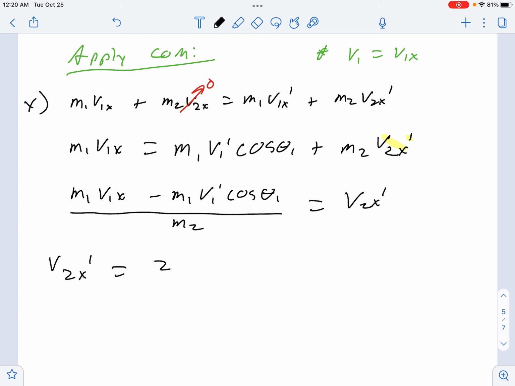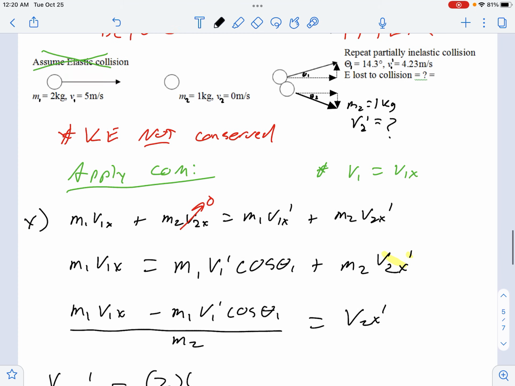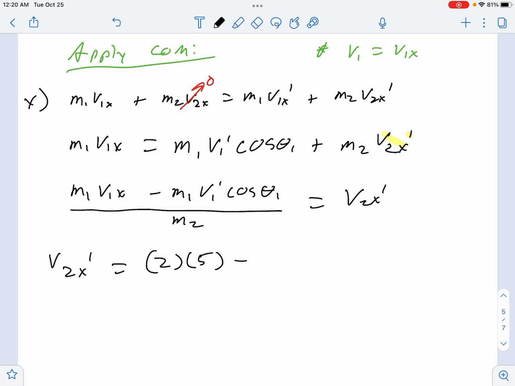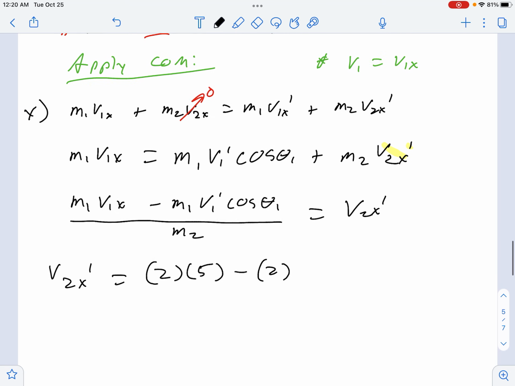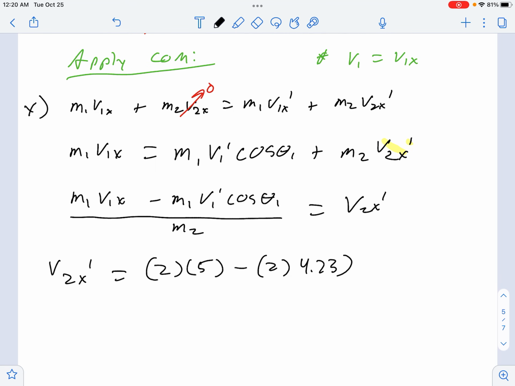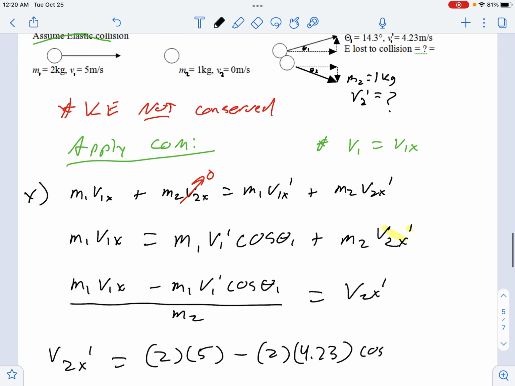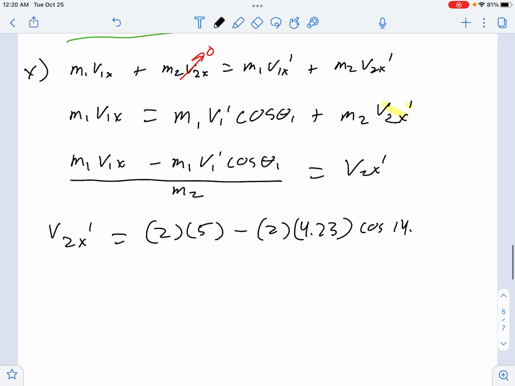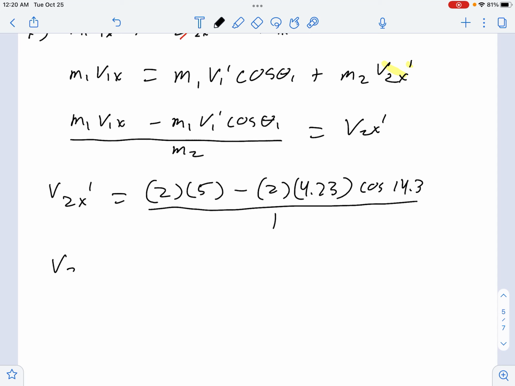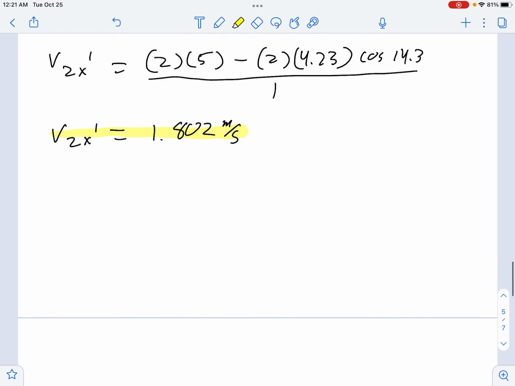So V2x prime. m1 is the 2 kilogram ball. It's initially going along at, what was it, 5 meters per second, minus 2 times, afterwards, its speed was 4.23 meters per second times cosine of 14.3 degrees, divided by ball 2's mass, which is just 1. If I shove that in the calculator, I'm going to get 1.802 meters per second. I'm going to highlight that just so that I can go back and find it later, because I'm going to need it in a bit.